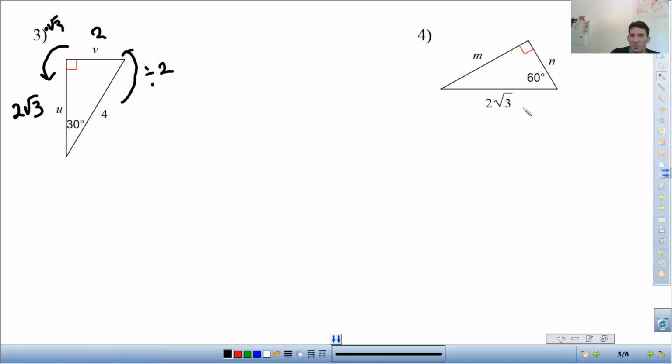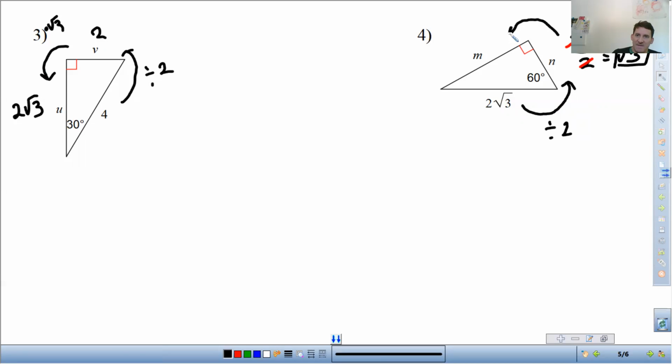So again, we have this out of the way. A little bit more complicated part. So here I'm going to divide again by 2. So 2 root 3 divided by 2, the 2's just cancel out, and I just have root 3. So the short leg is root 3.